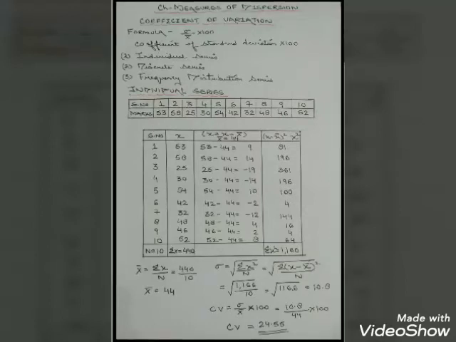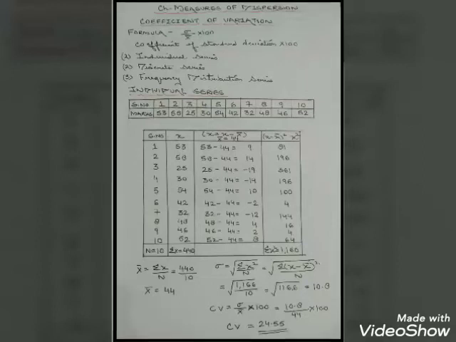So your sigma x square is 1166, n is 10. When you divide it, you get square root of 116.6. And when you find the square root of 116.6, you get 10.8. Now this is your standard deviation. From this standard deviation, we are going to calculate coefficient of variation.